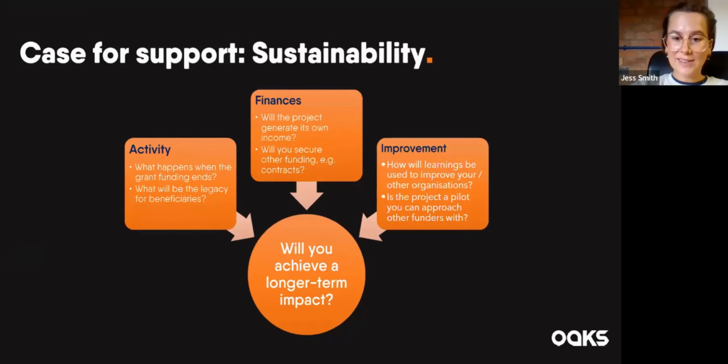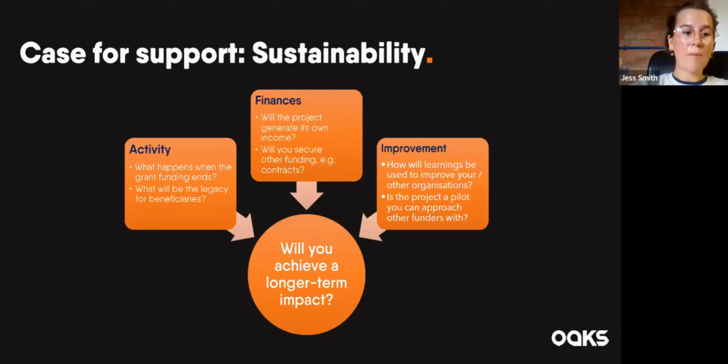One consideration for your case for support should be sustainability. So how will you be able to achieve longer term impact? Funders want to know that you aren't going to be reliant on them for the next 5 years or so, that once you've finished your funding with them, you're going to be able to look elsewhere or retain that and continue your projects and your programs.